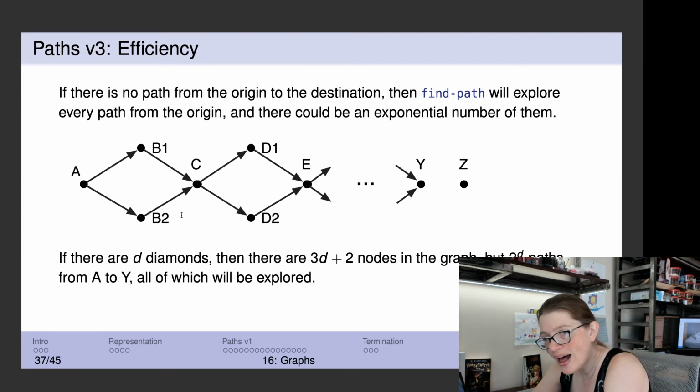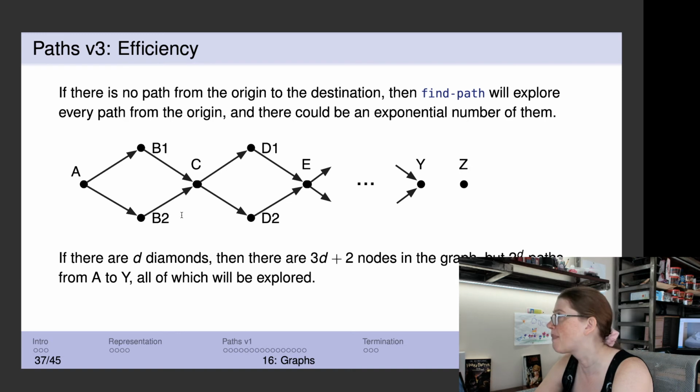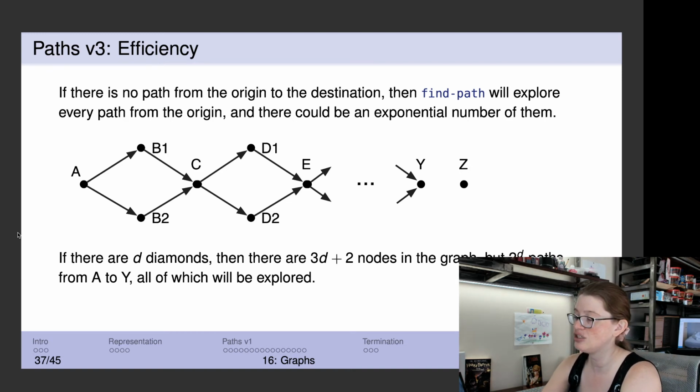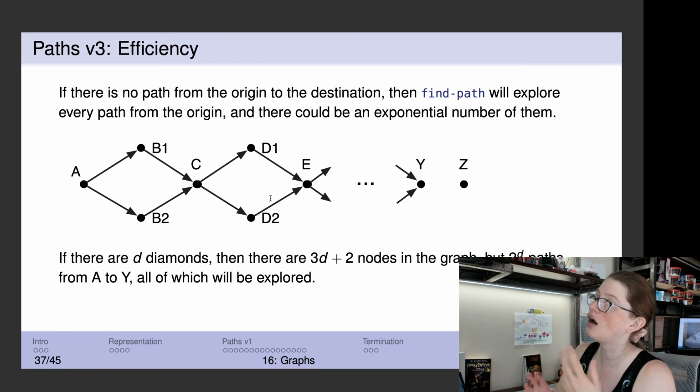If there are only 12 diamonds, there are 4,096 paths for 12 diamonds. 4,096 paths. That's a lot. If there were more diamonds, if there are 32 diamonds, you are looking at over 2 billion possible paths. This is not a very efficient method that we've shown you for finding a path from an origin to a destination. Can we do better? Obviously.